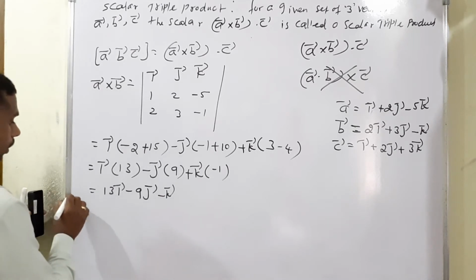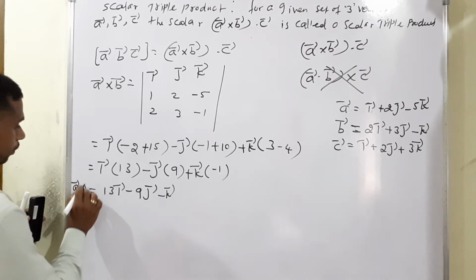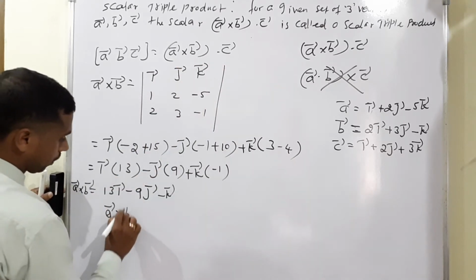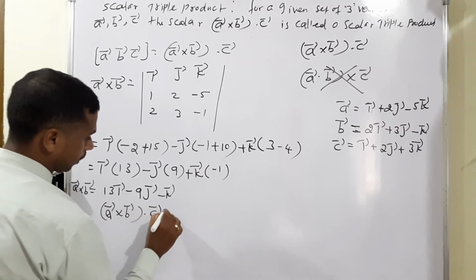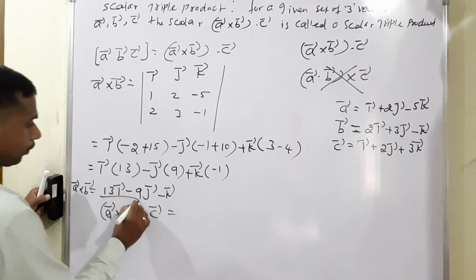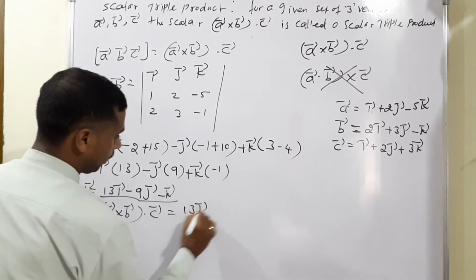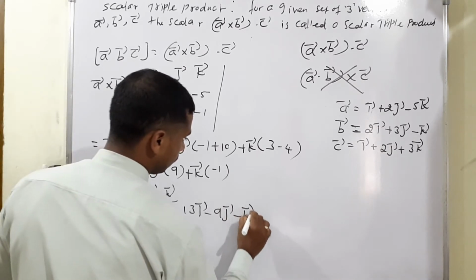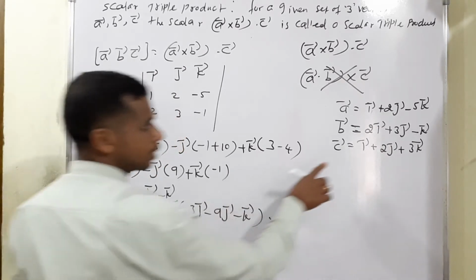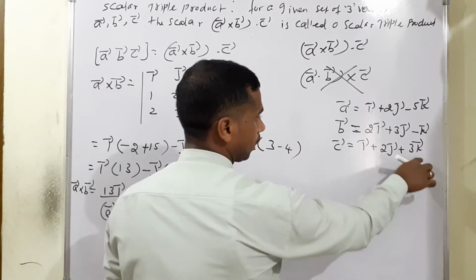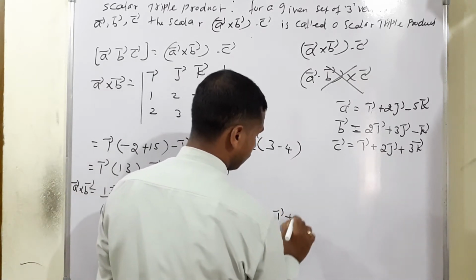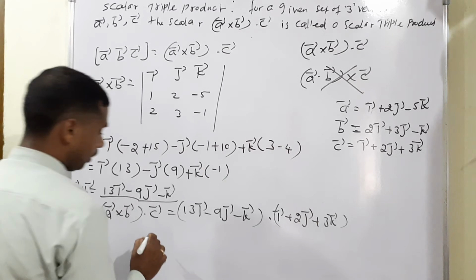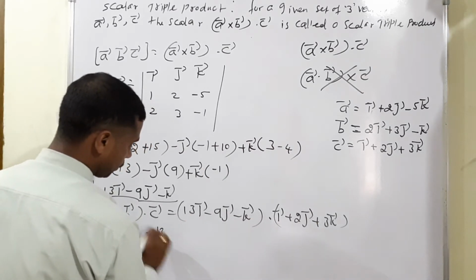This is called a vector cross b vector, but we need a vector cross b vector dot c vector. So a vector cross b vector, already found, is 13 i vector minus 9j vector minus k vector, dot c vector, which is i vector plus 2j vector plus 3k vector. Now we can multiply. 13 into 1 means positive 13.